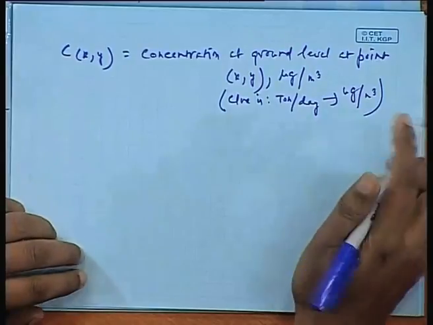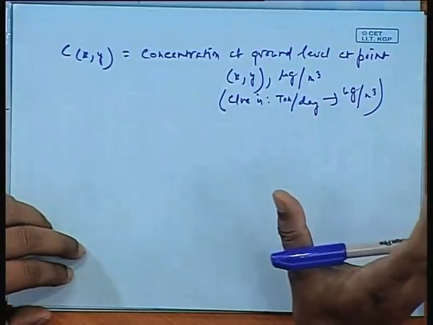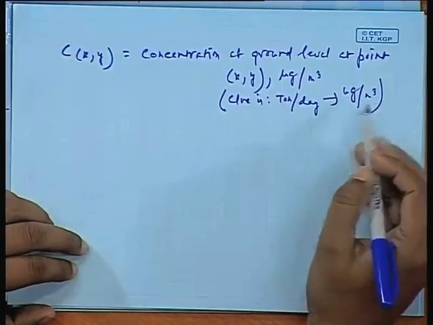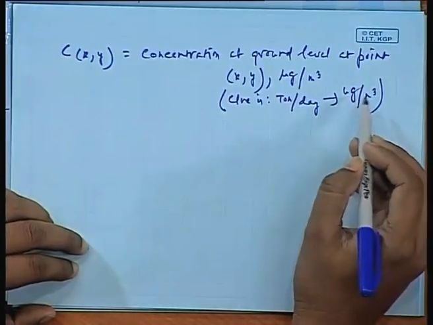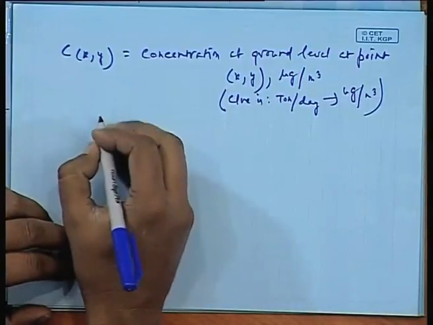Mostly for a power plant, the discharges would be in terms of tons per day. Usual power plants essentially emit to the tune of 20 to 50 tons of sulfur dioxide, right? And tons of particulates. So in such cases we have to change it to microgram per meter cube. Remember this, don't ever confuse this.